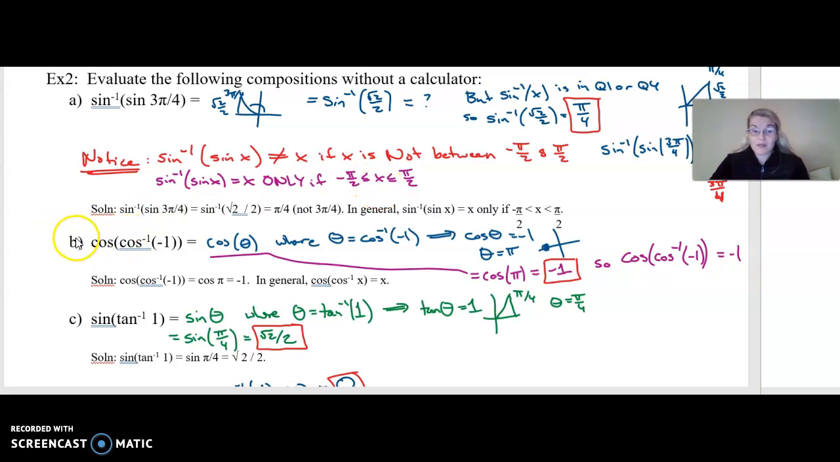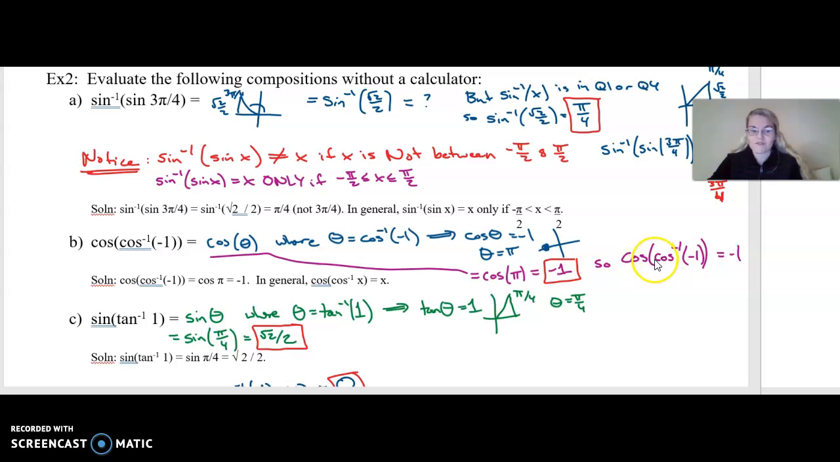Alrighty, so next one, B, cosine of cosine inverse of negative 1. Now in this case, I've got cosine inverse of negative 1 to evaluate first. So again, what is cosine inverse of anything? It's going to be some angle theta. Theta is cosine inverse of negative 1. Well, that means cosine of theta is negative 1. Where's the only place cosine is equal to negative 1? That's back here at pi, right? So theta equals pi. So cosine of pi is negative 1. Hence, cosine of cosine inverse of negative 1 is just negative 1.